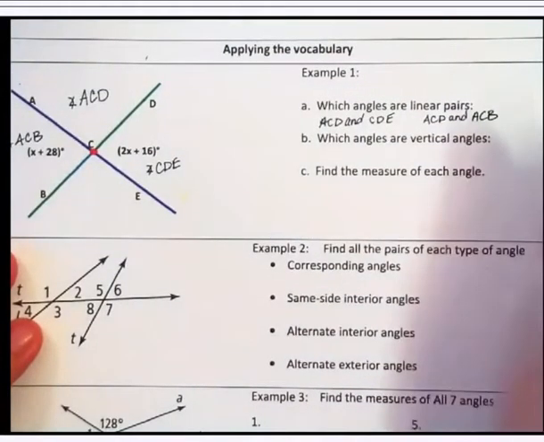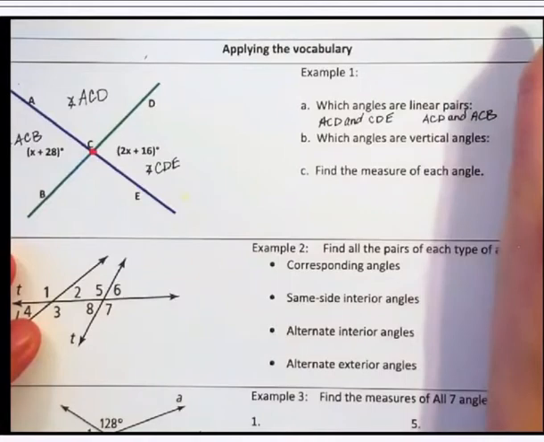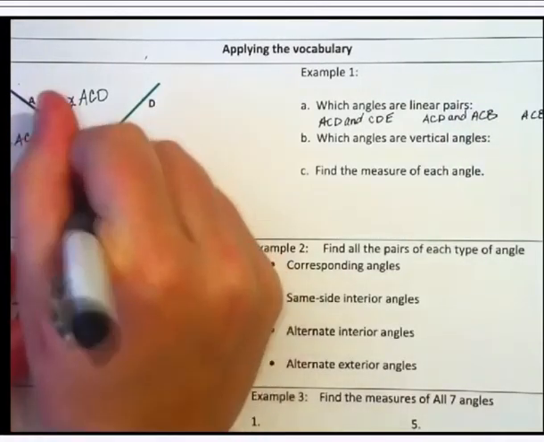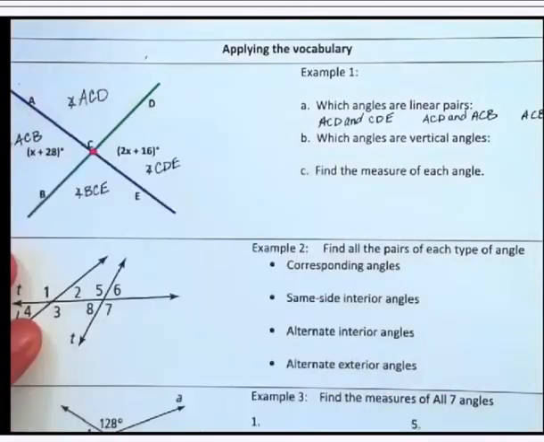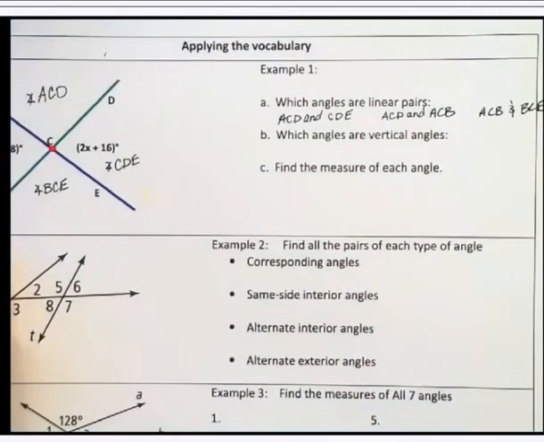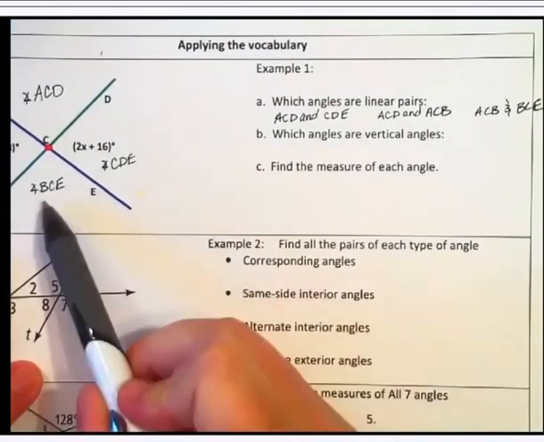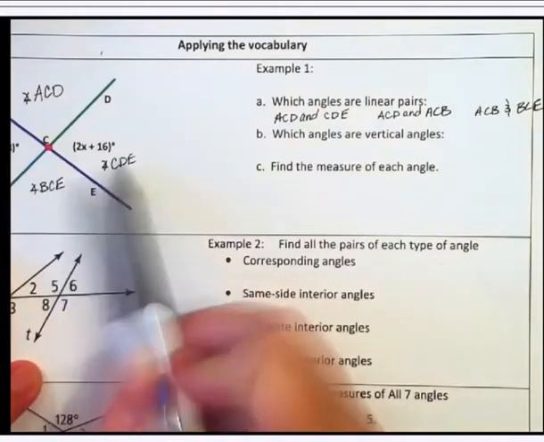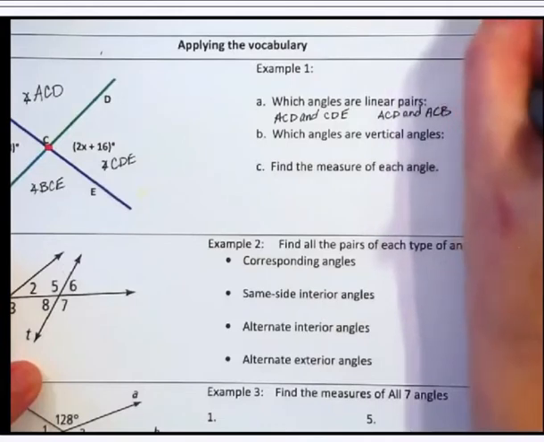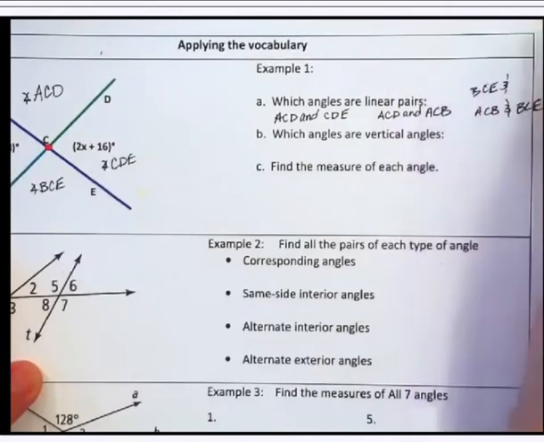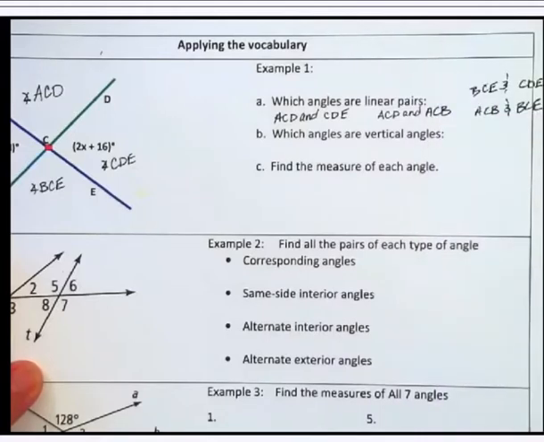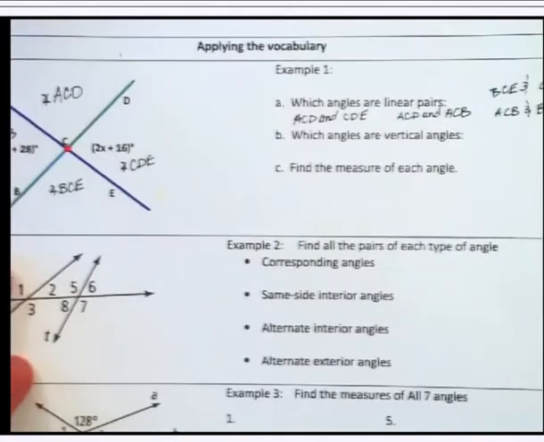So ACB and this angle BCE. And then the last pair of linear angles here, I'm squeezing them in, are this BCE and the CDE right here side by side. So BCE and CDE where I started. Okay. All right, which angles are vertical angles?